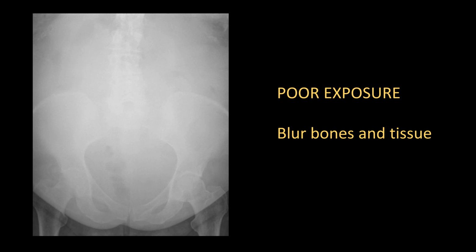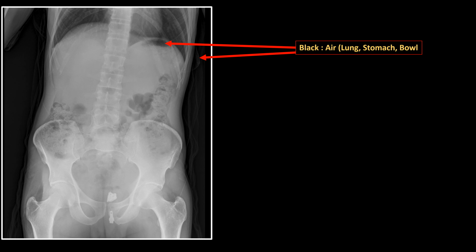In a poorly exposed X-ray, the bony tissue or the soft tissue may not be differentiable. On the basis of the lucency, we can identify structures like the air in the lung, stomach, and bowel, which create a black colored shadow in the X-ray film. As you can see here, this is the air in the fundus of the stomach. Here is the air in the lung, and this is the air in the large intestine.